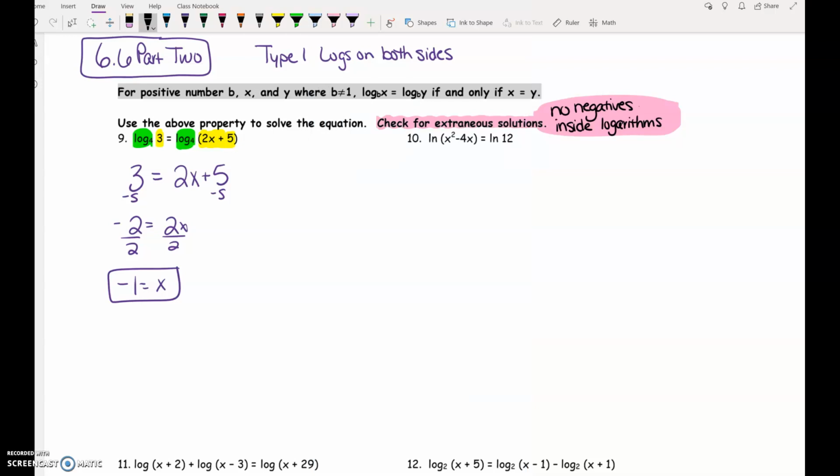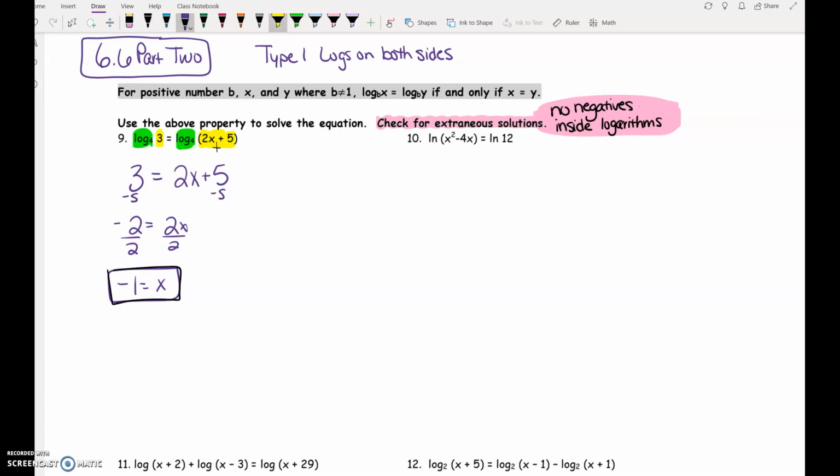So anytime you get a negative number, you should really check to make sure, is this going to be okay? Quite frankly, you should check any number. If I do 2 times -1, that's -2. -2 plus 5 is +3. So we still would have a positive inside that log, so it would be okay.